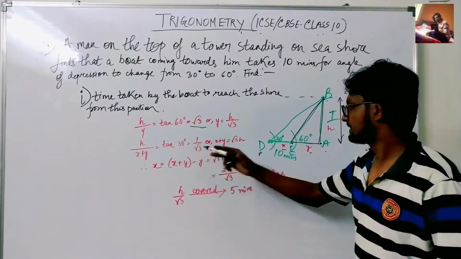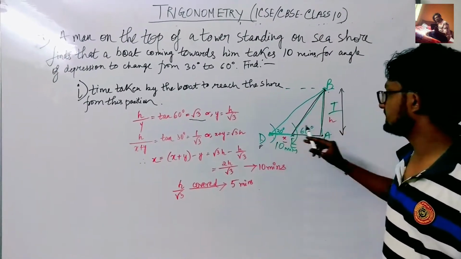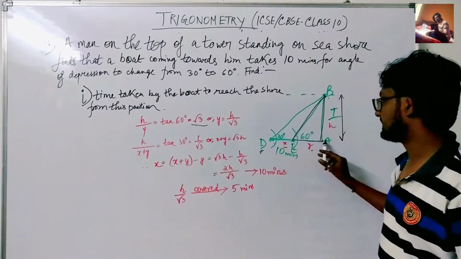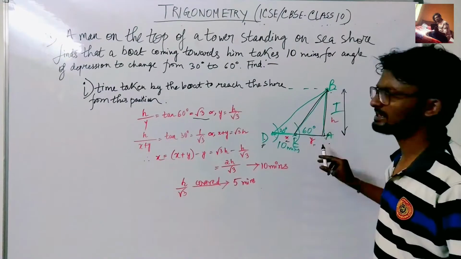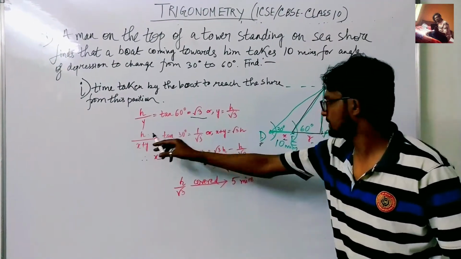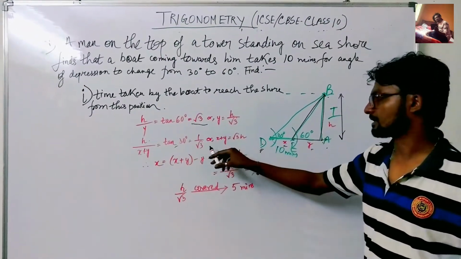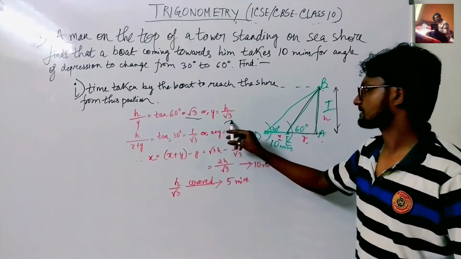Now I am coming to the next part. If I go with the bigger triangle BDA, the whole triangle, perpendicular by base. Base is what? This is X, this is Y. So X plus Y, and the height remains the same, that is the perpendicular. So perpendicular, that is H, by X plus Y is equal to tan 30, that is 1 by root 3, or X plus Y is equal to this.